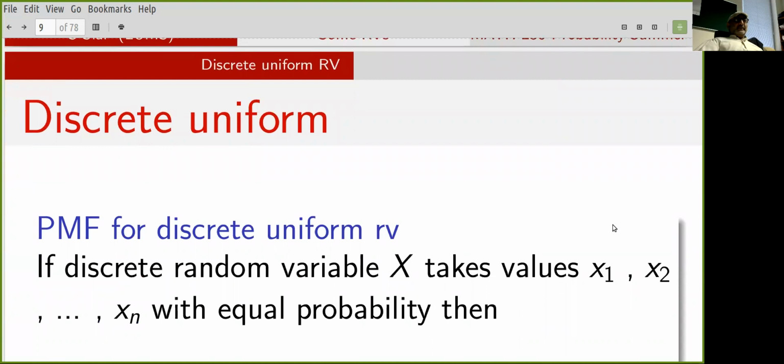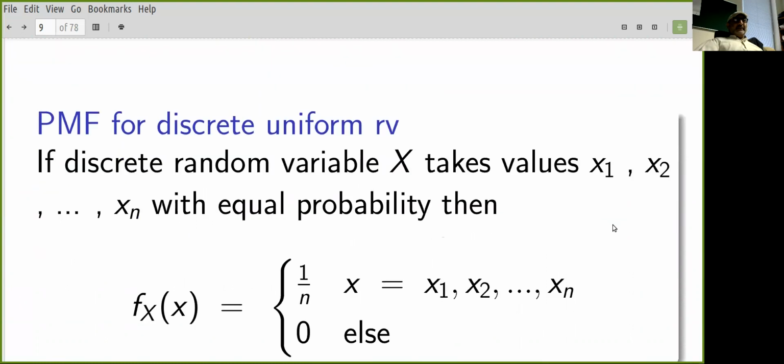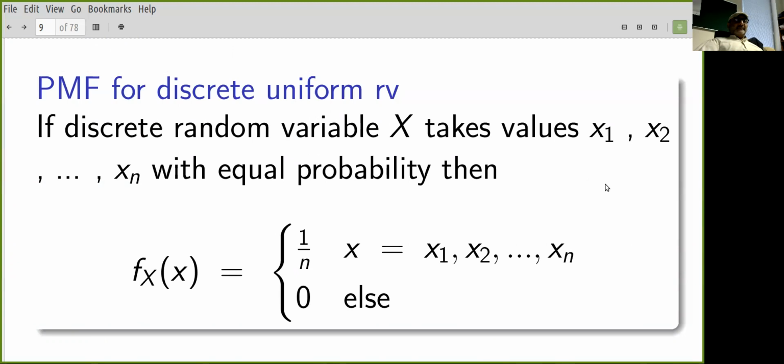So the discrete uniform random variable can be described this way, or by the PMF. It takes values x1, x2 up to xn with equal probability, and the probabilities have to sum to 1. That means that the PMF at x is going to be equal to 1 over n for x equal to any of the allowed n values, and it's going to be 0 otherwise.